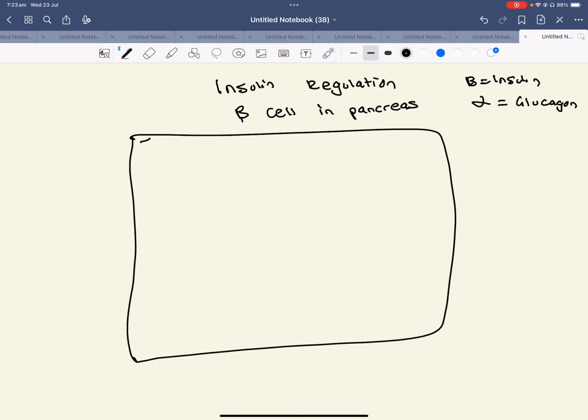Okay? And on these beta cells, you have GLUT2 transporters. Okay? And then we have glucose. Glucose comes in and is converted to G6 added phosphate, glucose 6 phosphate. And we use the enzyme hexokinase or glucokinase.